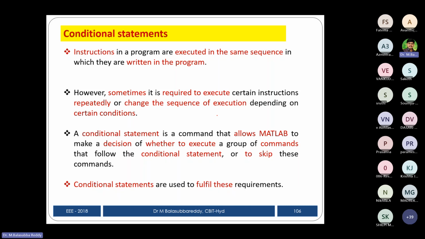statements execute in the same sequence in which they are written in the program. Sometimes it is required to execute certain instructions only. Suppose you want to execute some portion. To do that, first of all, you have to check whether we have to execute this or not. For that, a condition is required.